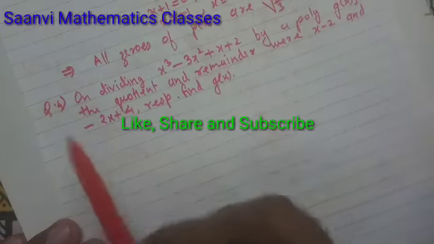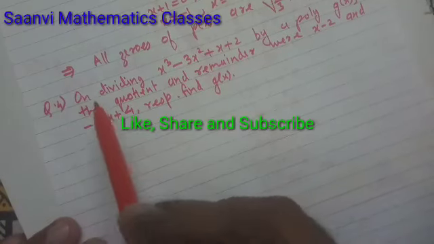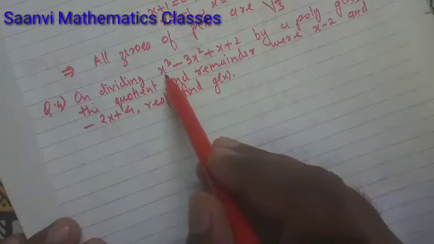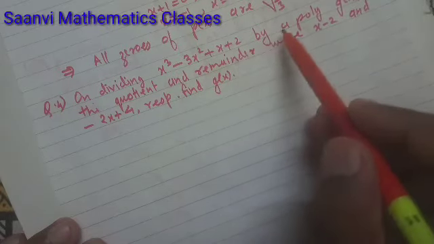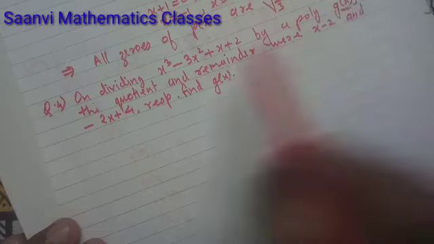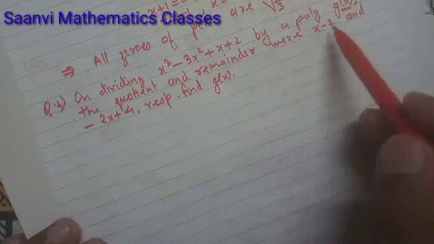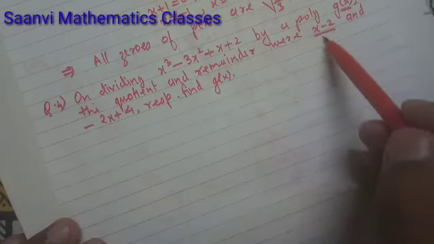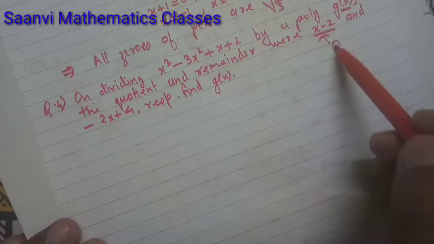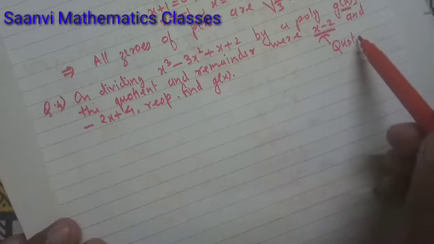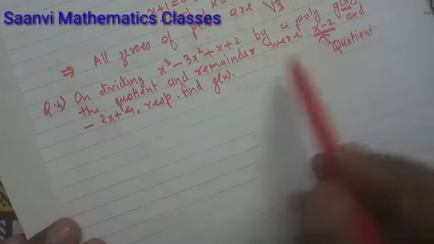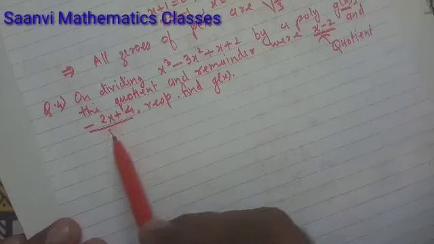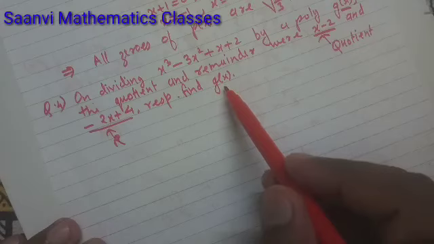So now, question number 4 says: on dividing the polynomial x cube minus 3x square plus x plus 2 by a polynomial g of x, the quotient and the remainder were given as what? This is your quotient, and this is the remainder, respectively. You need to find the g of x.